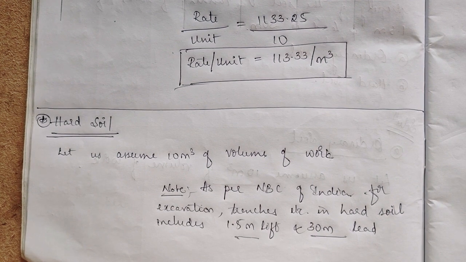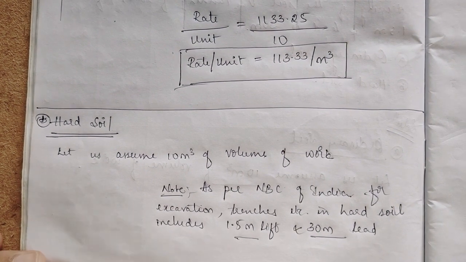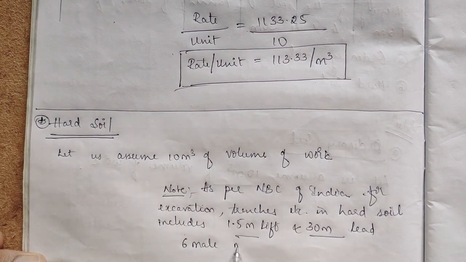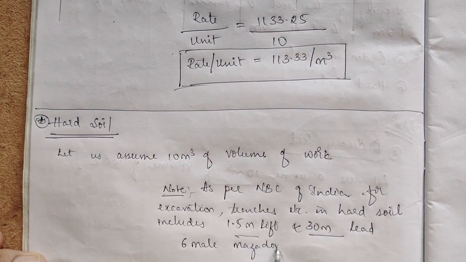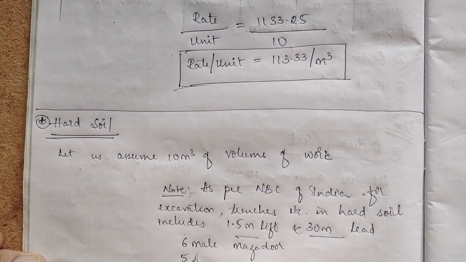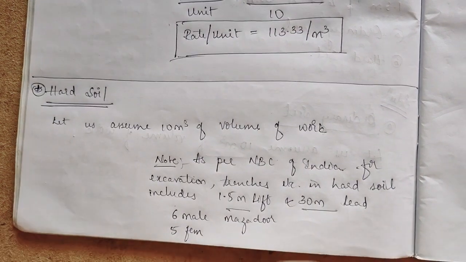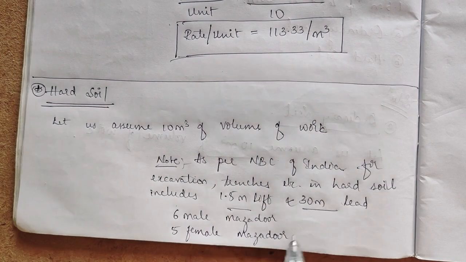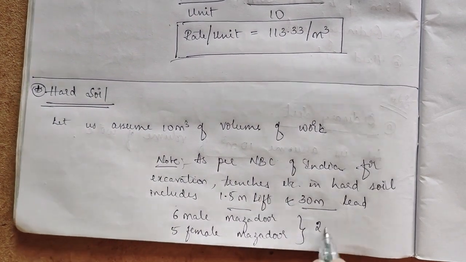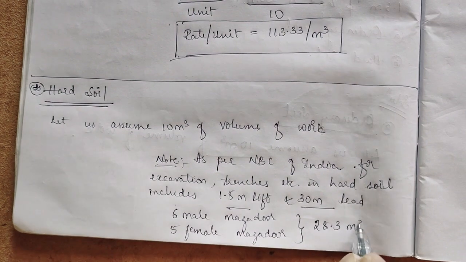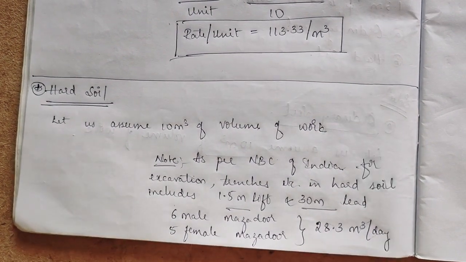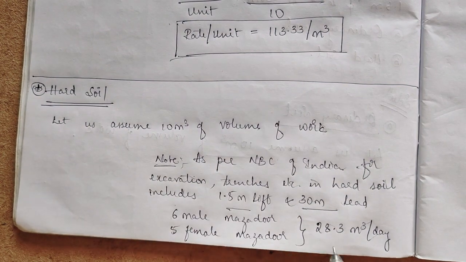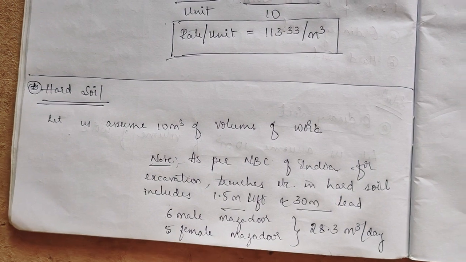That is 6 male mazdoor and 5 female mazdoor for 28.3 meter cube per day. For ordinary soil, 1 will be less. So 6 will be 5, 5 will be 4. So with these details, I'll solve as the previous one.